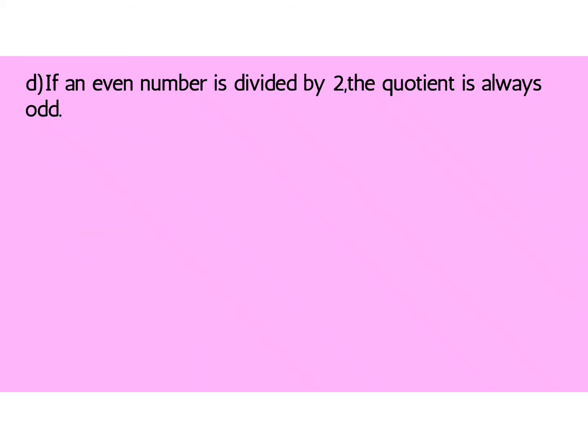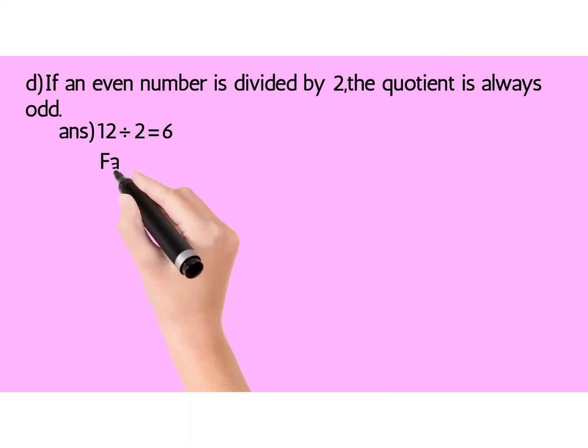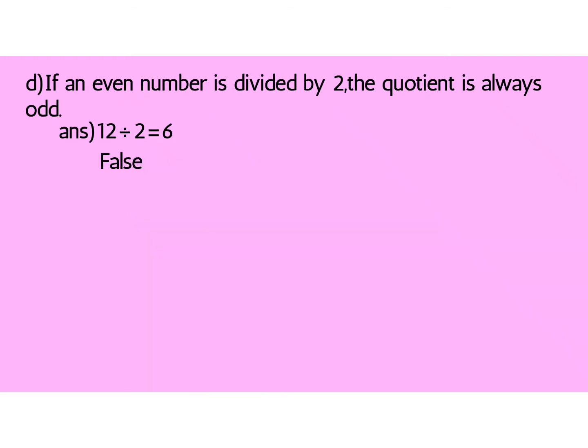Now D part. If an even number is divided by 2, the quotient is always odd. Let's take the example. Even number 12 divided by 2 is equal to 6. The quotient is coming an even number. So this statement is false.